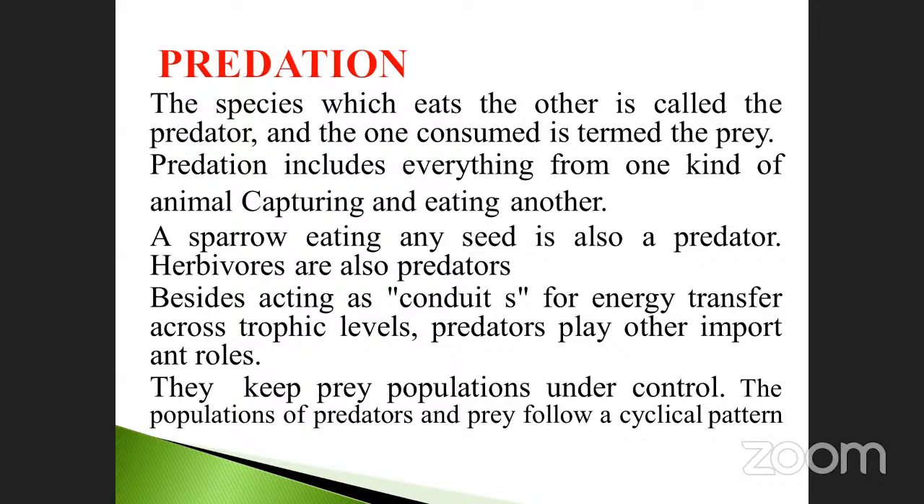Besides acting as a conduit for energy transfer across the trophic level, predators play other important roles. They keep prey population under control. The population of predator and prey follow a cyclic pattern. See that, this is very, very important, that they keep prey population under control. What is the meaning of this one? Suppose take an example, deer is there.